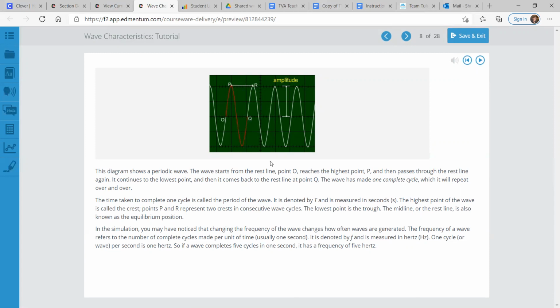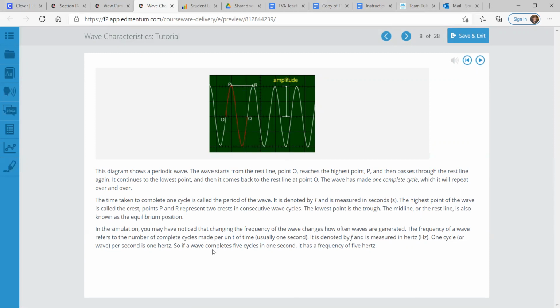The lowest point is called a trough. We have a crest up here and a trough down here. This midline, or the rest line, is also known as the equilibrium position.